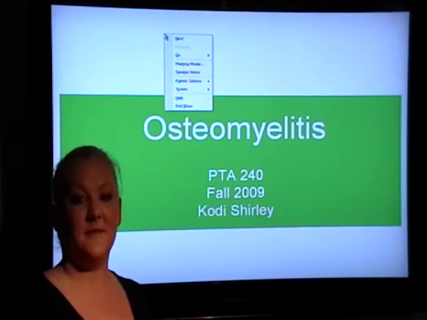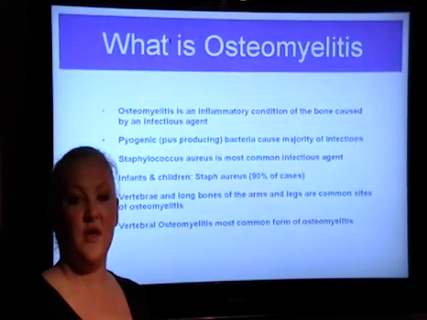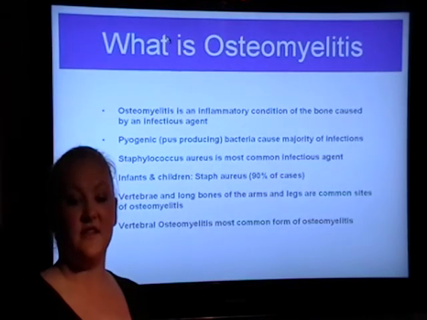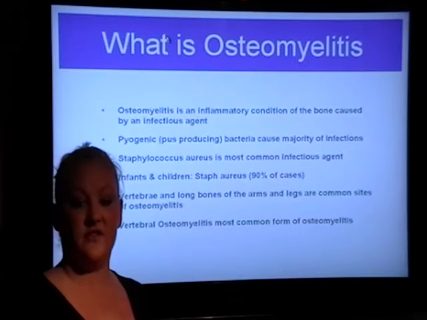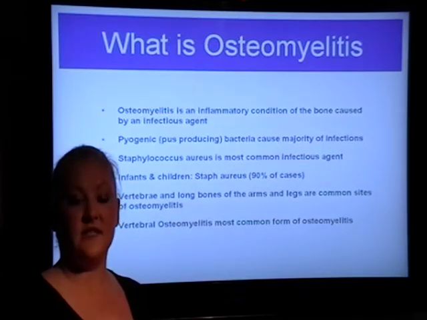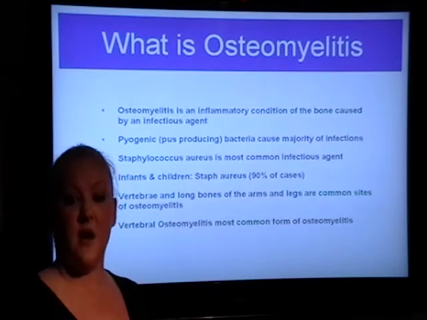Osteomyelitis is an inflammatory condition of the bone caused by an infectious agent. Pyogenic or pus-producing bacteria cause the majority of infections. Staphylococcus aureus is the most common infectious agent and produces 90% of cases in infants and children. The vertebrae and long bones of the arms and legs are the most common sites of osteomyelitis. Vertebral osteomyelitis is the most common form of osteomyelitis.